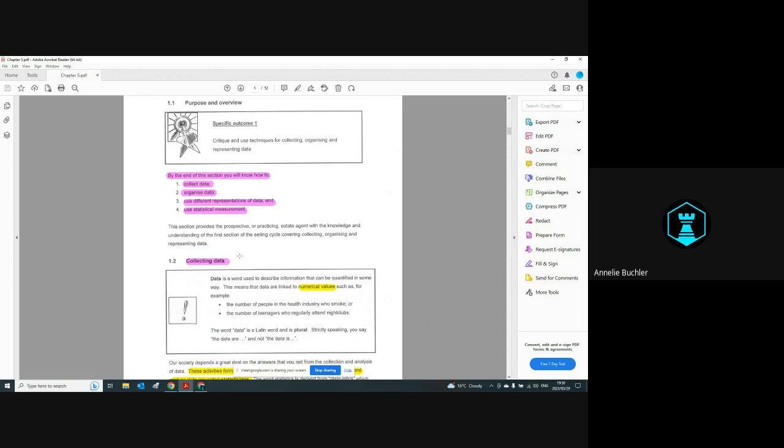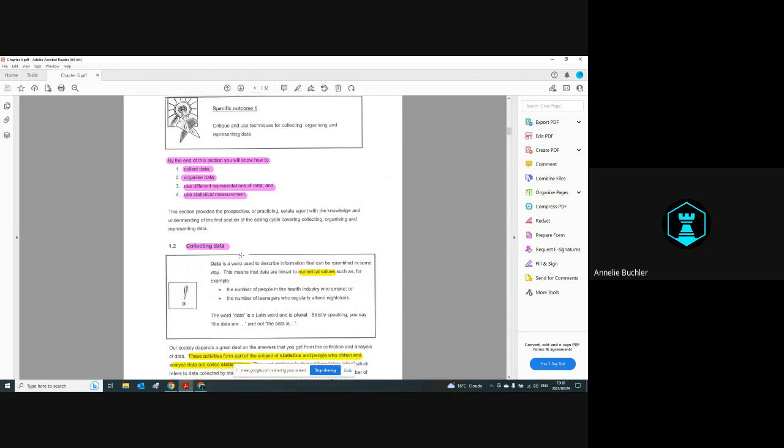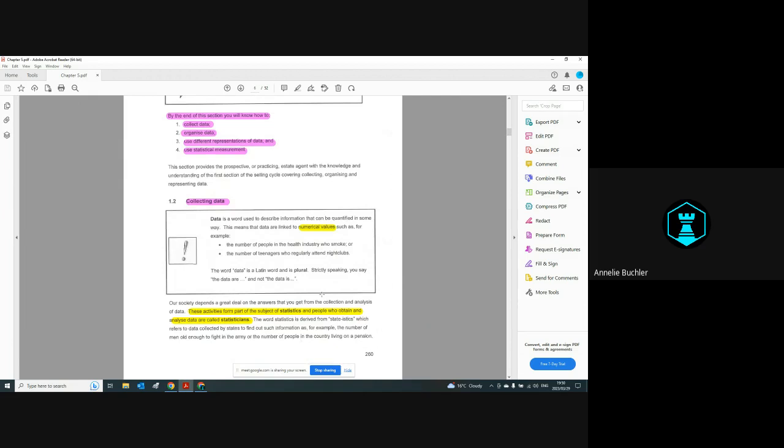First of all, to collect data. Okay. Data is just a word in statistics, which means information, okay, that can be quantified. You can link a numerical value to the data, to the information, okay?